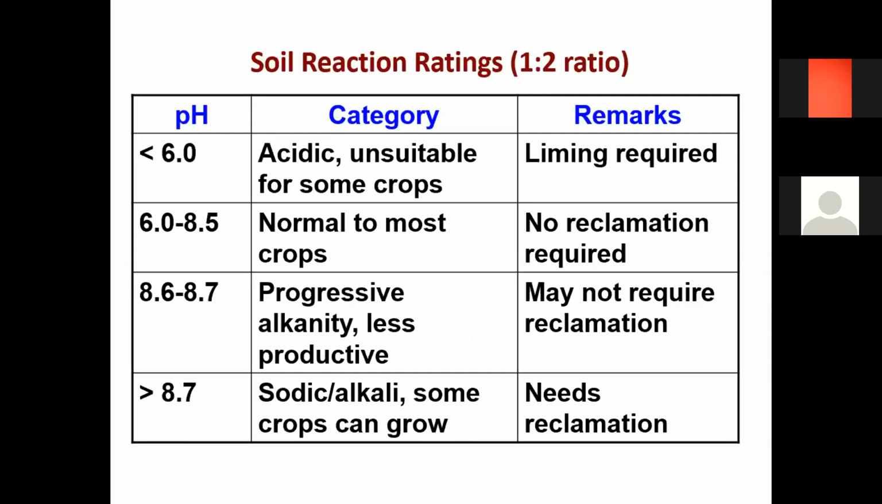Another is our pH. About pH, the optimum pH is 6 to 8.5. Even sometimes we consider only 8. Whenever you have pH more than 8 or less than 6, then definitely we have to be more concerned. If you have a pH less than 6, then a lime requirement test is needed. If you have pH more than 8.5, then definitely a gypsum requirement test is needed, so that we can reclaim our soils.